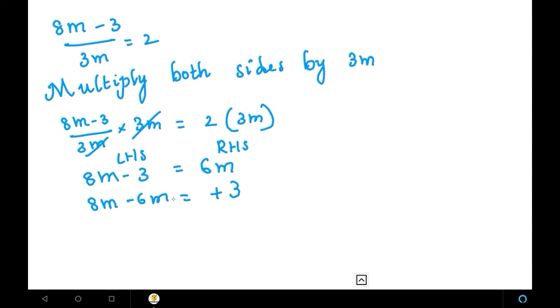So 8m minus 6m gives me 2m. 2m is equal to plus 3. m is equal to 3 by 2. In LHS 2 is a numerator. When it goes to RHS it will become the denominator. We have got the answer.